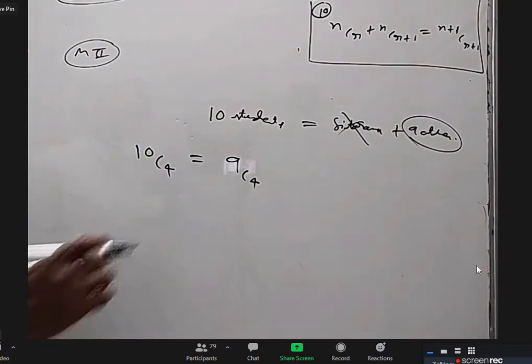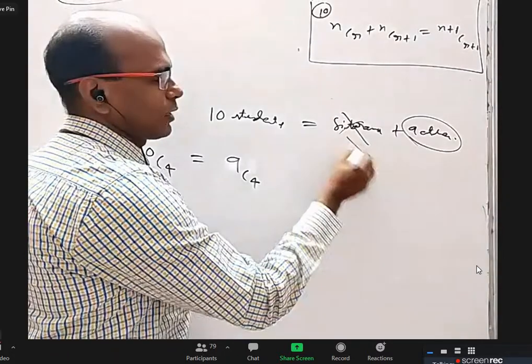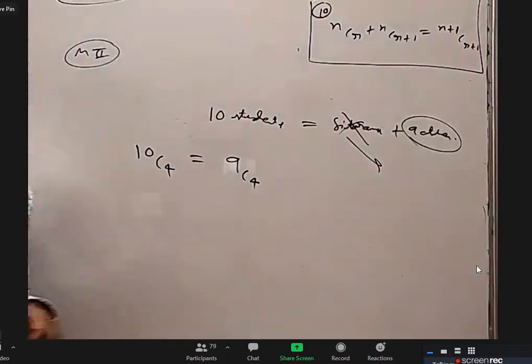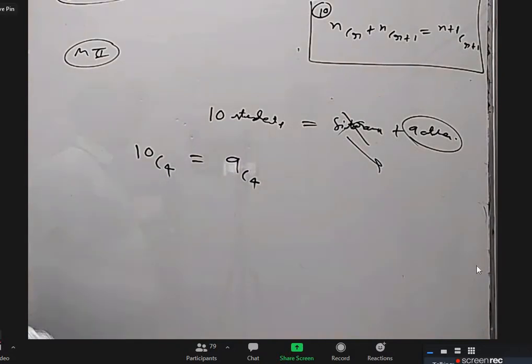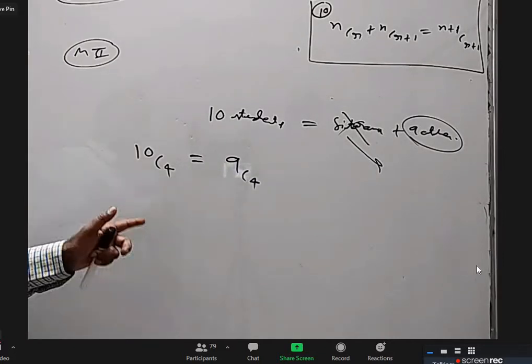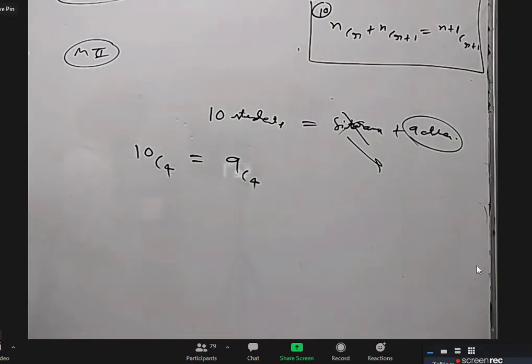Let us see, somebody can tell how many teams Sitarama is there for sure. I want a team of 4 people. In that Sitarama should be there. 9C3. Yes, you are right. 9C3.